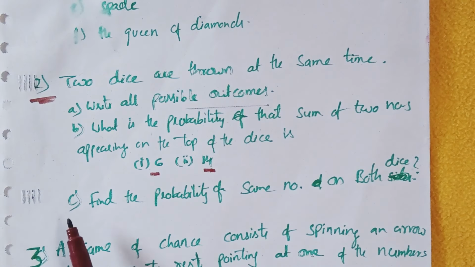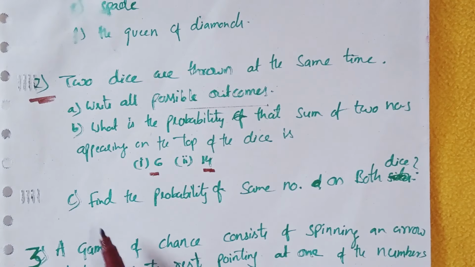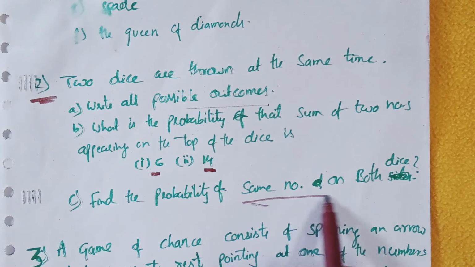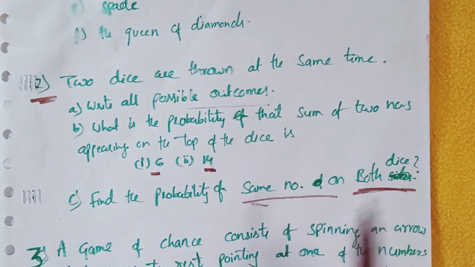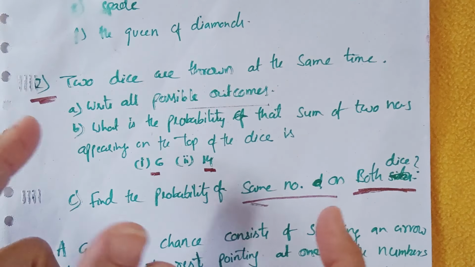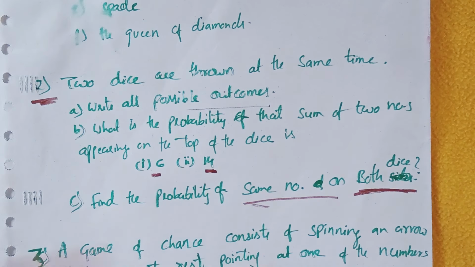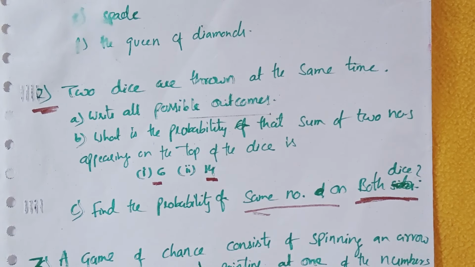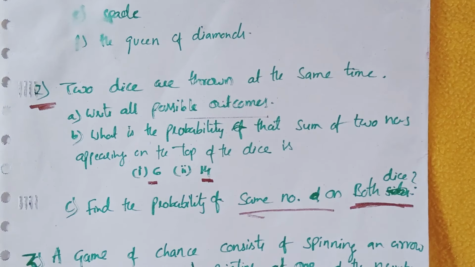Okay, next third question from this is, find the probability of same number on both dice. If you throw the 2 dice at the same time, will it be possible for the same number to come on both dice? That is what you have to find out. If it gets, you have to write down the answer.